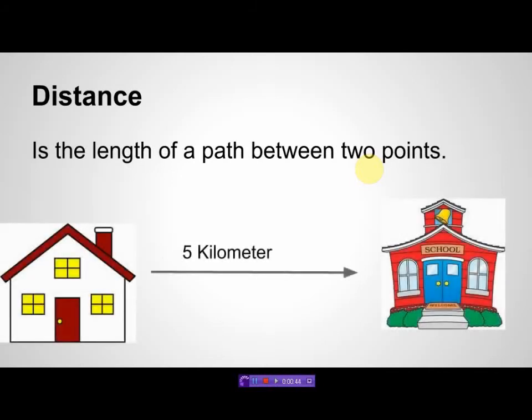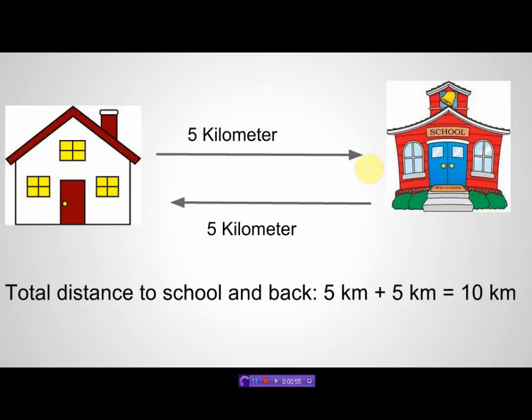If you walk from your house to school, and you live 5 kilometers away, the total distance traveled is 5 kilometers. Now, if you walk from your house to school and back, the total distance is going to be 5 kilometers plus 5 kilometers equaling 10 kilometers.